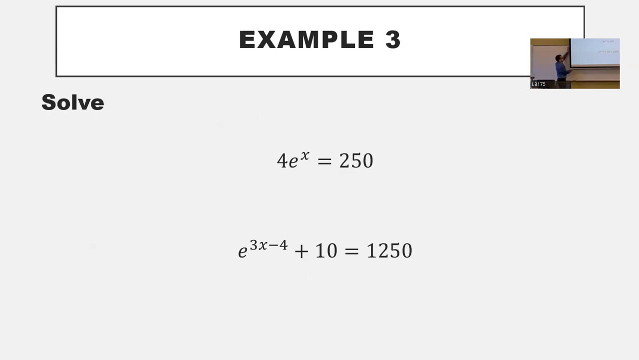Here I'll start out with base e. Let's say I have 4 times e raised to the x power set equal to 250. And then I have e raised to the power of 3x minus 4, then adding 10 and setting that equal to 1,250.